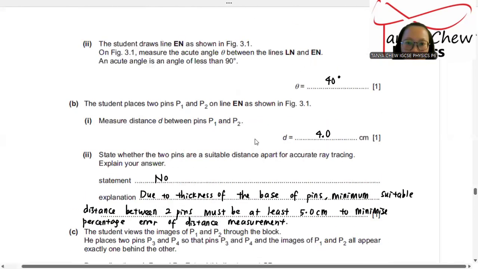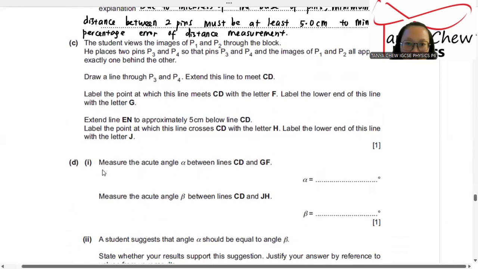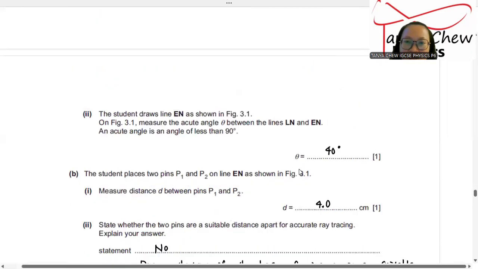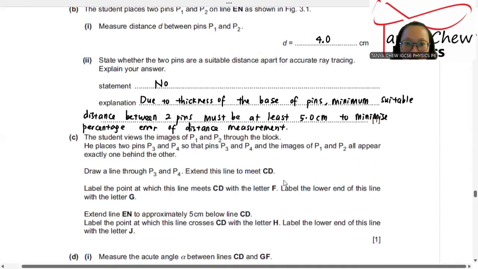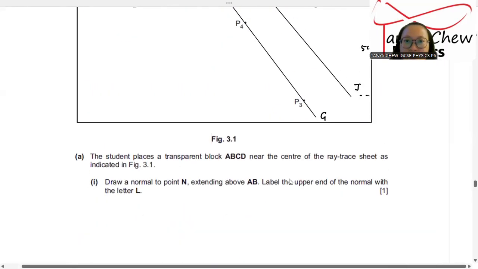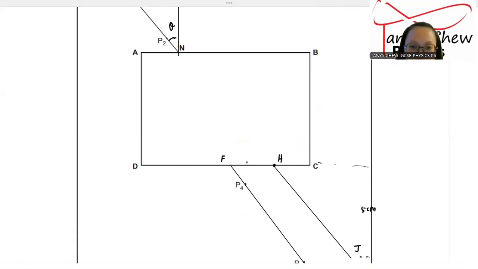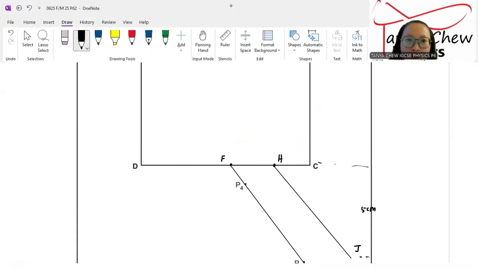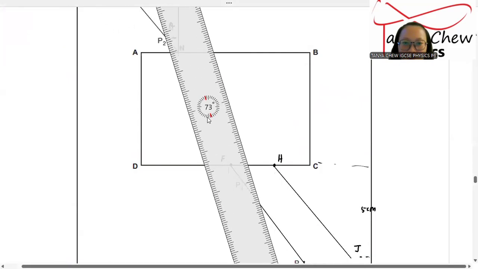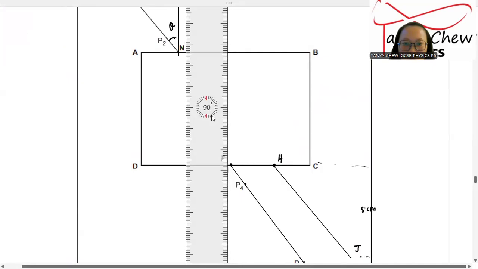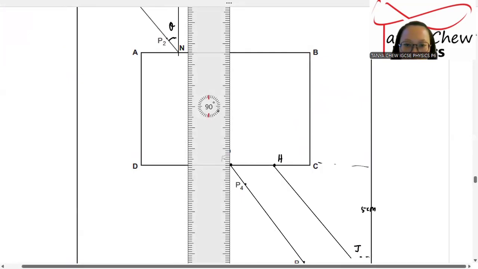Done. And then after that, measure part D1. Measure the acute angle alpha between CD and GH. Where is CD? Where is GH? Oh no, CD and GF, sorry, CD and GF. F is here, CD is here. So that is why the angle, I use different colors so that you can see it. So place your protractor between these 2 points, 90 degrees. This is the angle that you have to measure.